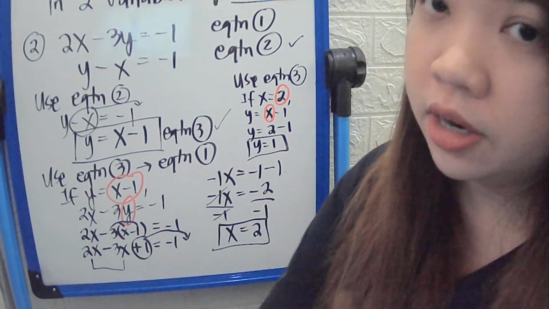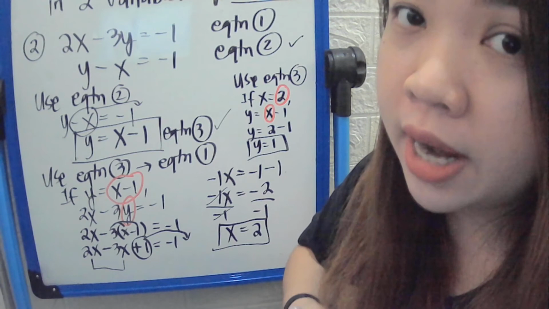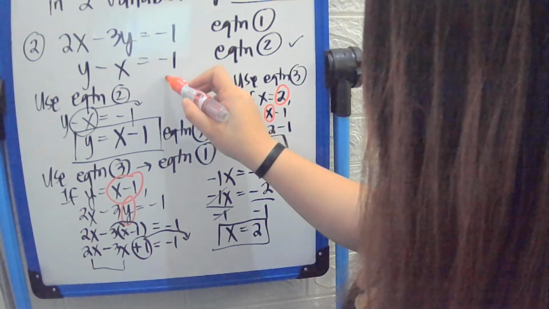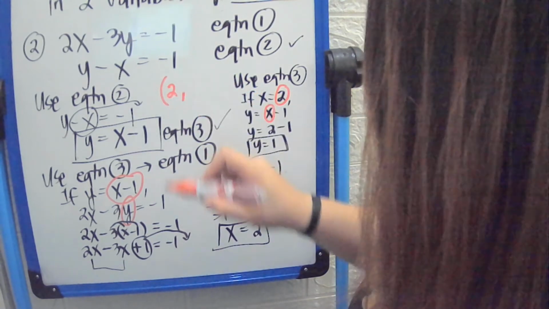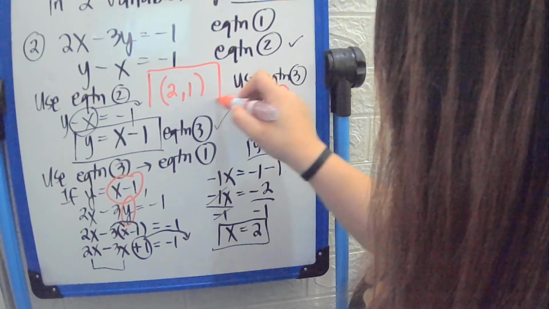Now, what is your solution? So, you just combine the two values, your x and y values. So, x muna bago yung y. So, ang solution mo ngayon ay 2, 1. Kasi 2 si x, then 1 si y. So, ito yung final answer.